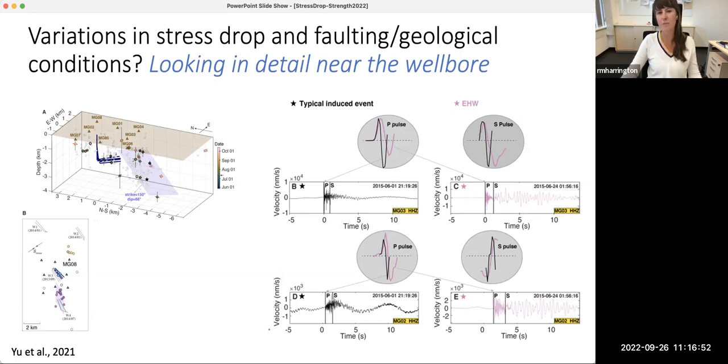We didn't want to call them hybrids because we didn't want them to be confused with volcanic hybrids, because we don't think this is related to a volcanic process. So we gave them this EHW acronym.